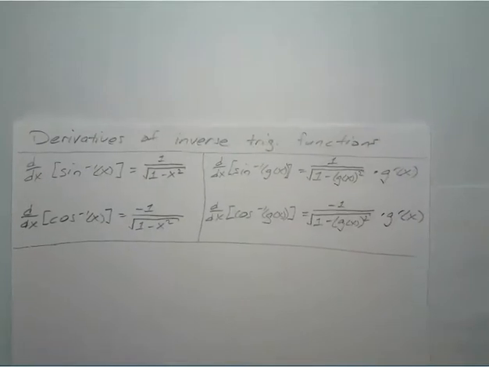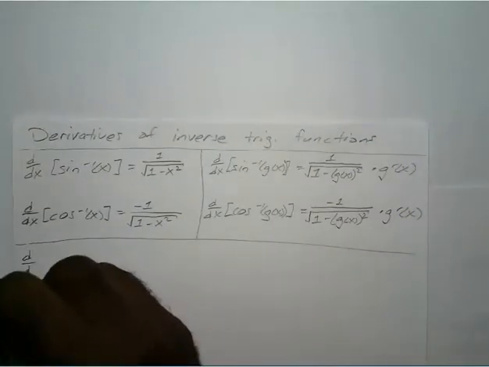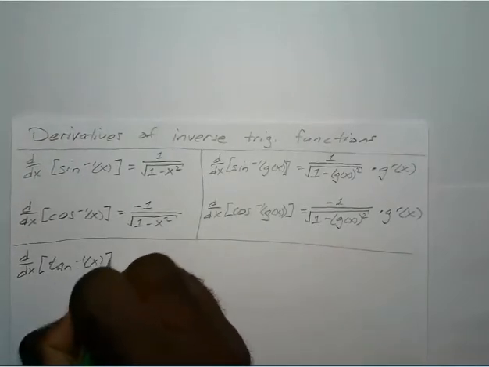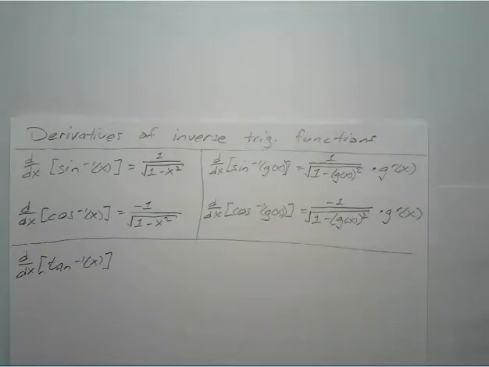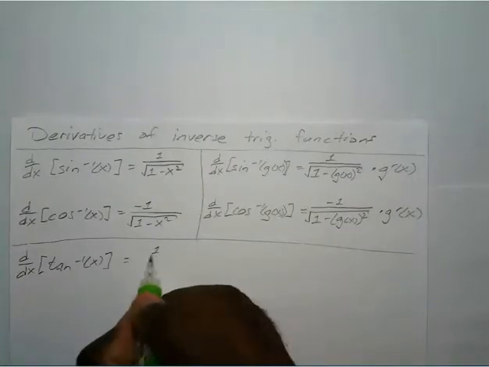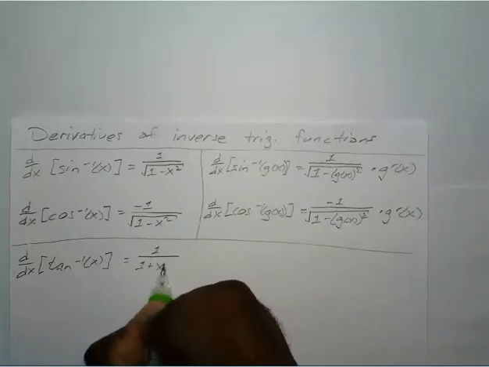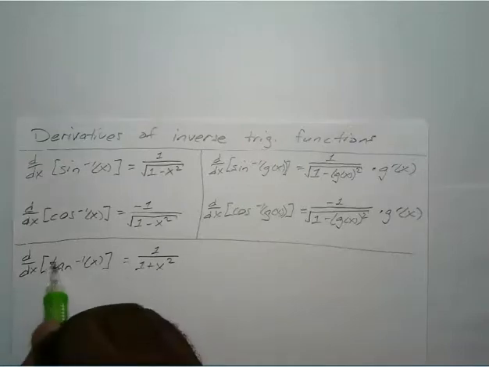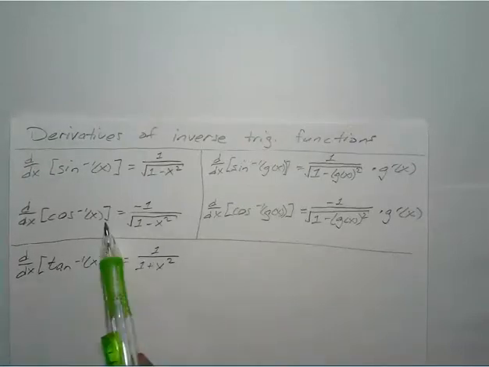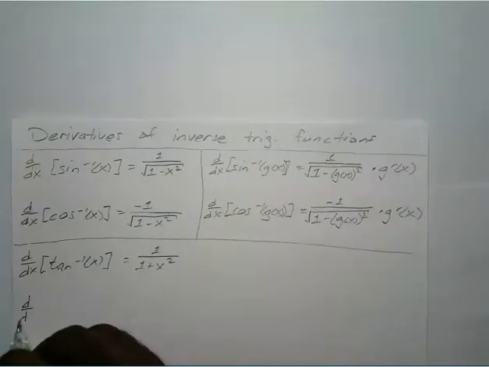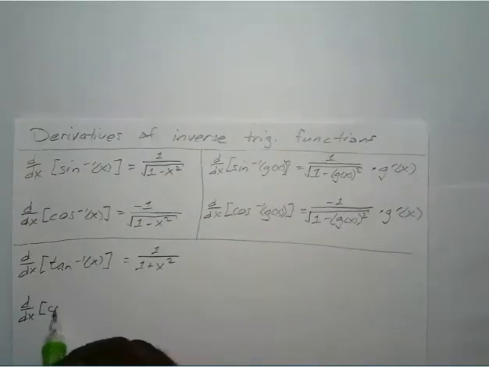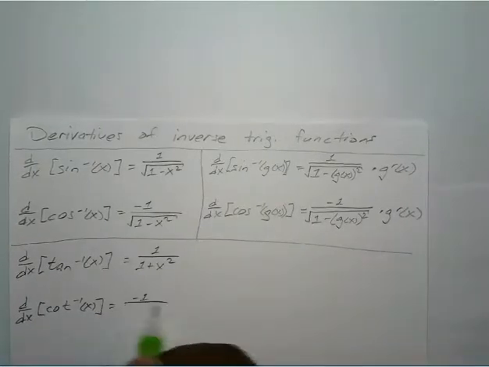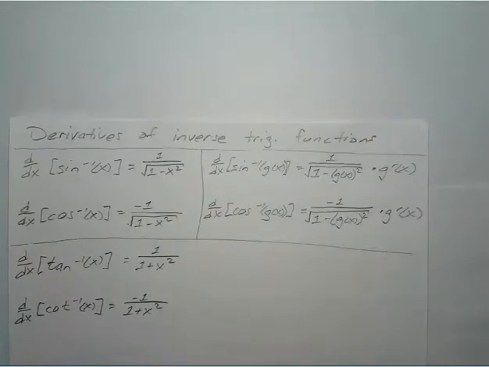Now what about the derivative of tangent inverse of x? Well, that is actually equal to 1 over 1 plus x squared. So what about the derivative of cotangent inverse? You guessed it. The derivative of cotangent inverse of x is just negative 1 over 1 plus x squared.